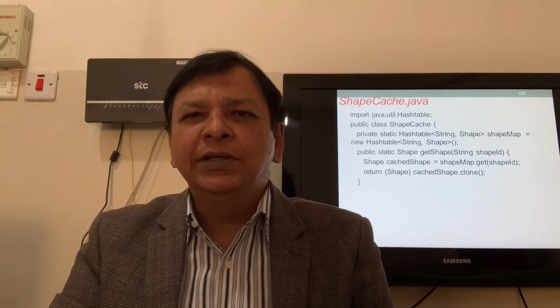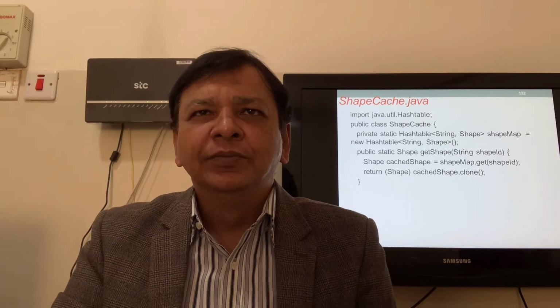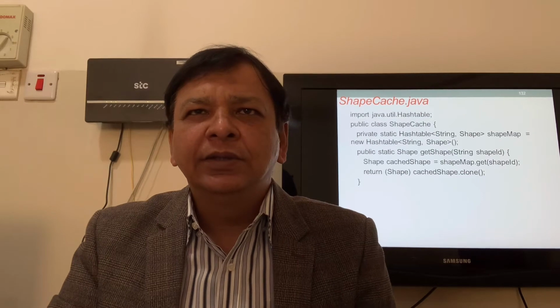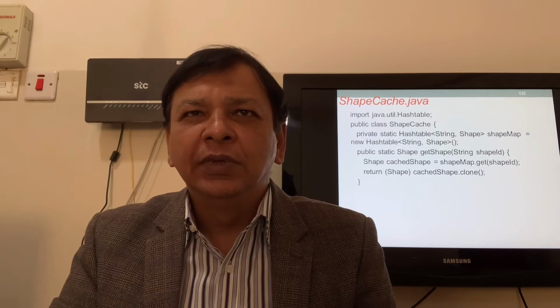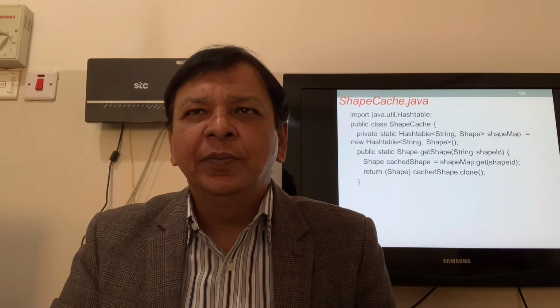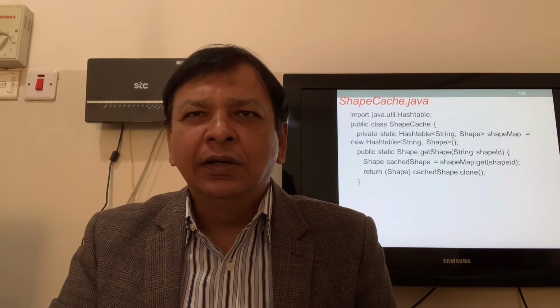Then you have ShapeCache.java. So we are including java.util.Hashtable, public class ShapeCache, and then we declare a private static Hashtable of String and Shape, shapeMap, equal to new Hashtable. So shapeMap is the name of the table, and then public static Shape getShape with string shapeId, Shape cachedShape is equal to shapeMap.get(shapeId). Then we return cachedShape.clone.